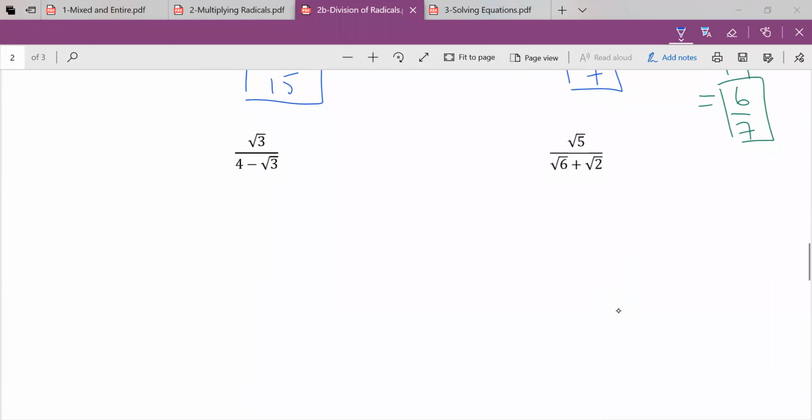All right, a couple more. Now, these are the most difficult ones. So these are the ones you should put the star beside. These are the ones that students usually struggle with the most.